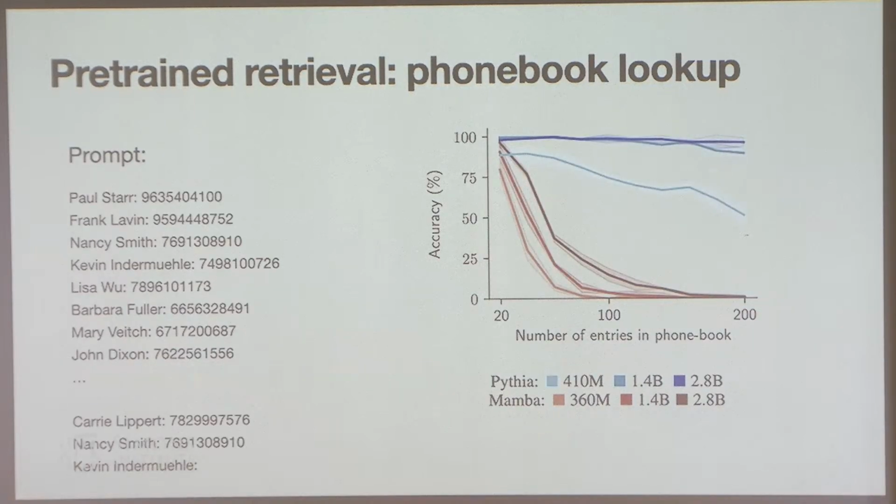And same for retrieval. We give them the phone book task. We give the model a phone book in context, and it needs to retrieve the phone number of a particular individual in the phone book.